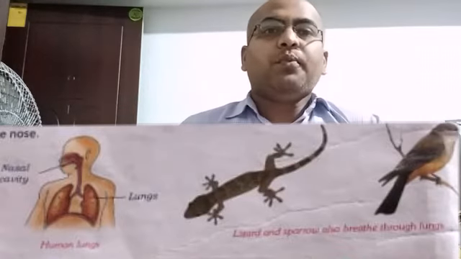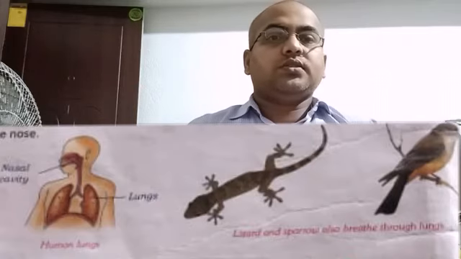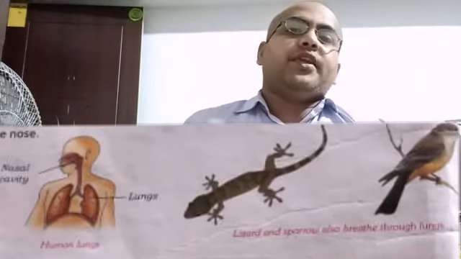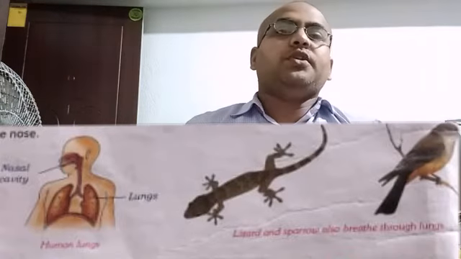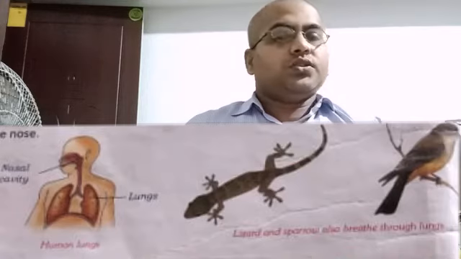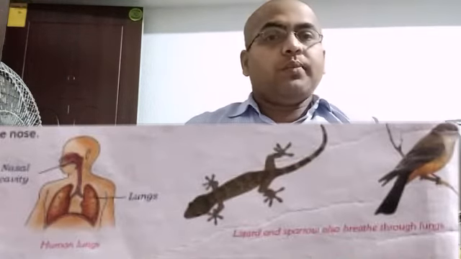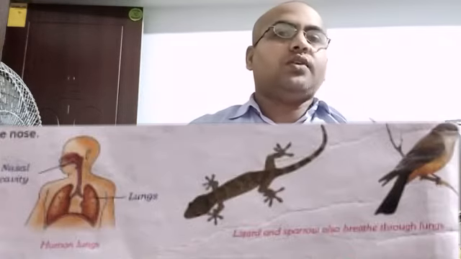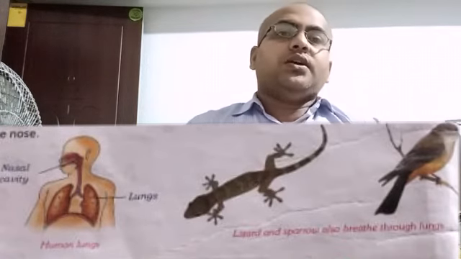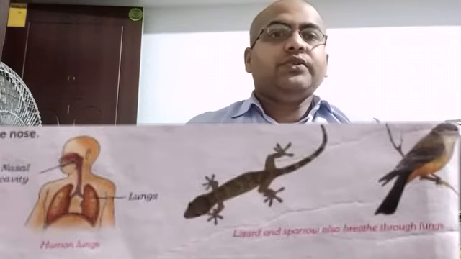So in this way, these are the breathing organs of some animals depending upon their habitat, their surroundings and environment. In the same way, they have different types of body coverings depending upon their environment and habitat. So class, I hope you are able to understand the body coverings and the breathing organs of animals, and why they have so many different types of breathing organs and body coverings. See this video again and again.